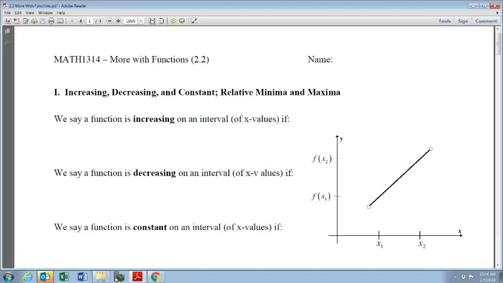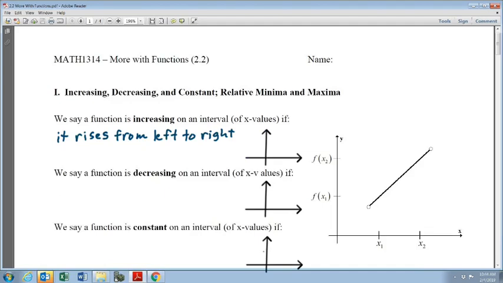That would be singular. So here it says we say a function is increasing on an interval. This is an interval of x values if it rises from left to right. So this is very intuitive. This makes sense. And that's how we read. We go from left to right. So let me draw some grids here. So this would be an example of a function that's rising from left to right. It's currently increasing on this interval. Another way to say this is as x increases, y increases. So as x is getting bigger, so is y.